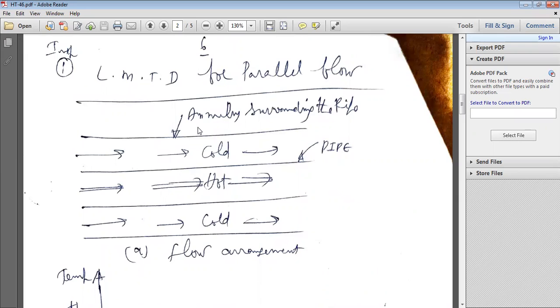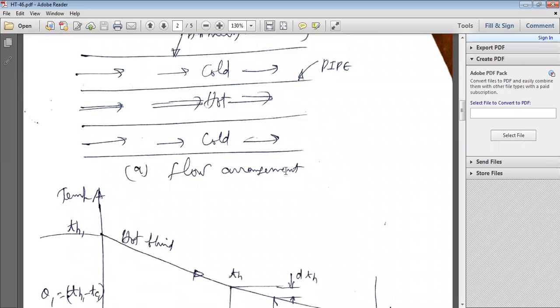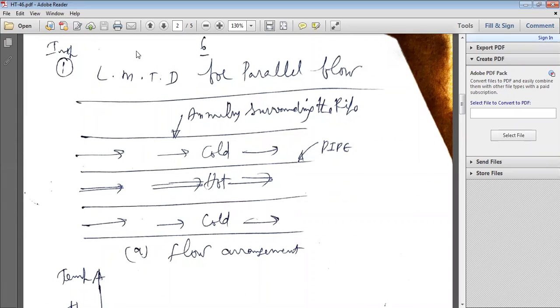For this arrangement, you have to derive the equation for log mean temperature difference for parallel flow heat exchanger. So this is required for calculation of heat transfer rate. Q is equal to UA into LMTD. U, overall heat transfer coefficient. A, surface area, or effective area. And LMTD, log mean temperature difference.